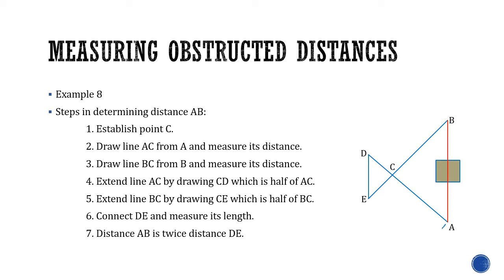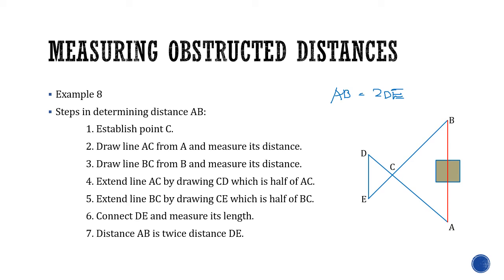From A to C, this is its direction. Take the distance and project it in that same direction toward D. The distance should be only half of the distance of AC. The same goes for BC: measure it, then project half of it in the same direction, going to E. Once you have established point D and point E, measure DE. Then the distance AB equals 2 times the distance DE.